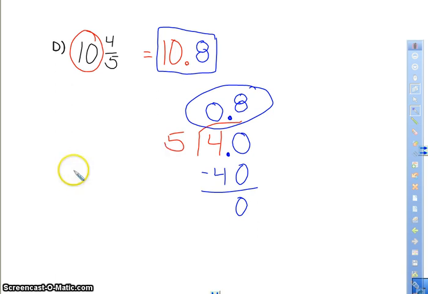Okay, so when converting fractions to decimals, if it's a mixed number, I have to make sure I put that whole number out in front of the decimal. Take numerator divided by denominator. Make sure I put that behind that whole number as well.